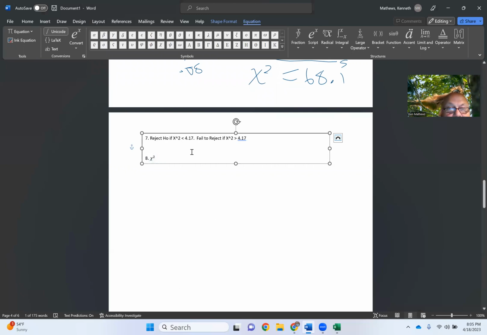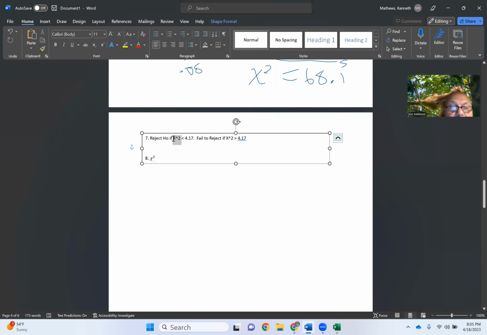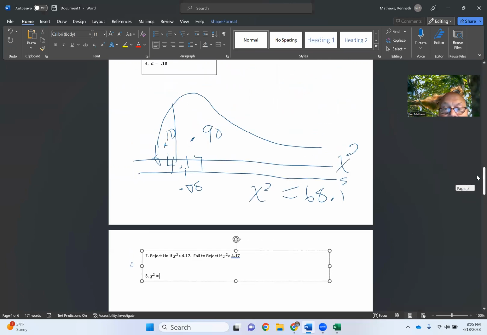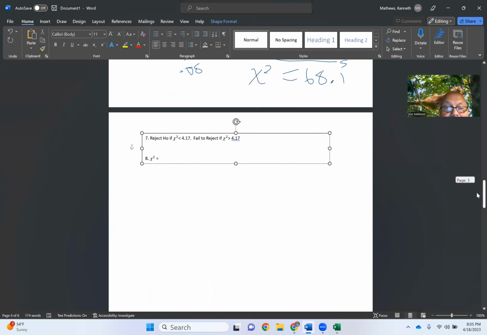Okay, I'm going to copy that. Let me put it here. Okay, so chi square is equal to, let's look up again at our table, 68.1. Wow, we smashed it. So therefore, we're going to reject the null hypothesis, which is also called H0.